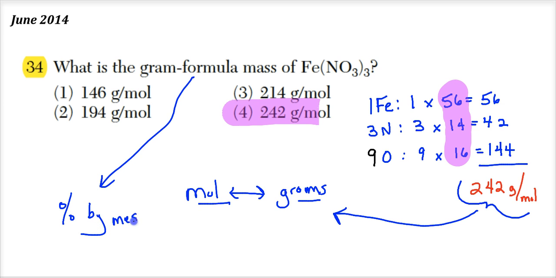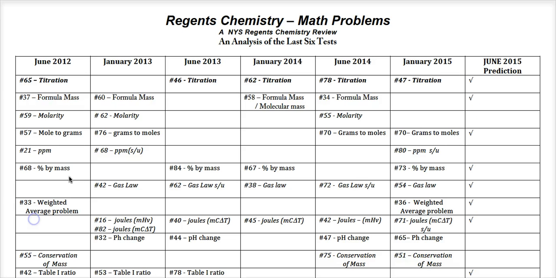Let's go see how many percent by mass questions appear on the Regents. So here we are back with that first sheet where I've separated and collated the type of problems you'll see. Of the last 6 tests that have been published, we can see that there have been 4 percent by mass questions. So 4 out of 6 means that it occurs very often, and my guess is you'll see it. Let's take a look at some percent by mass problems.